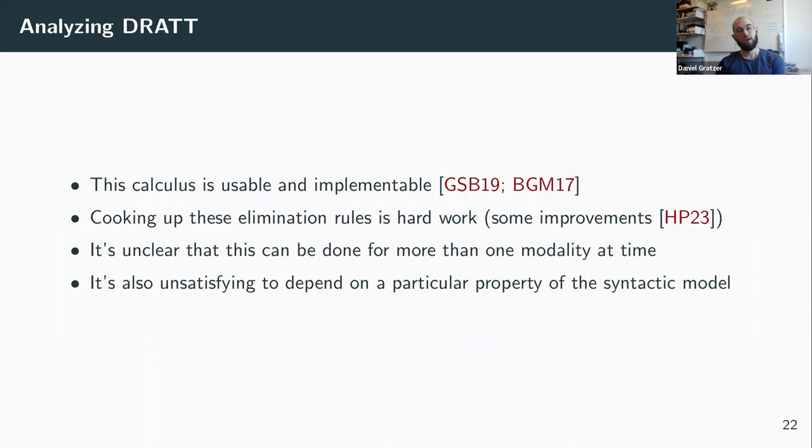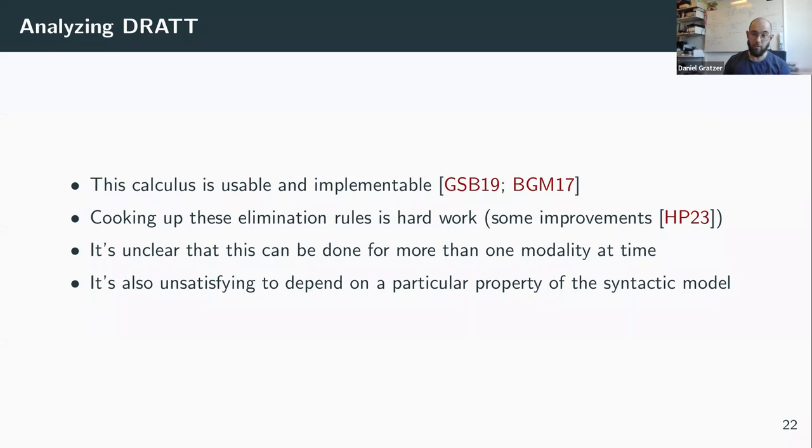So that being said, the calculus is completely possible to implement. I did so with some collaborators, and others have done so in the context of clocked type theory. It's actually quite pleasant to use despite the somewhat ugly elimination rule. The major downside is that coming up with these elimination rules, proving that they're valid, is a lot of work.